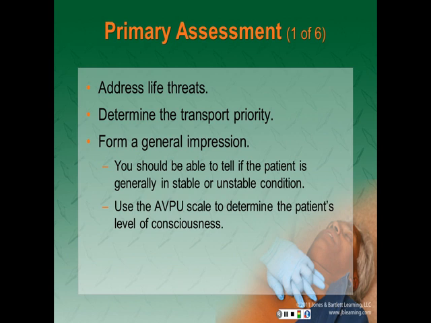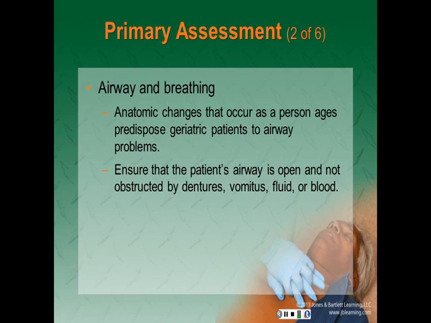For our primary assessment, you should address the life threats and determine the priority of your patient based on their condition. Form your general impression, and as you approach the patient, you should be able to tell if the patient is generally in stable or unstable condition. Use the AVPU scale to determine the patient's level of consciousness. Evaluate airway and breathing. Remember, anatomic changes that occur as a person ages predispose geriatric patients to airway problems.